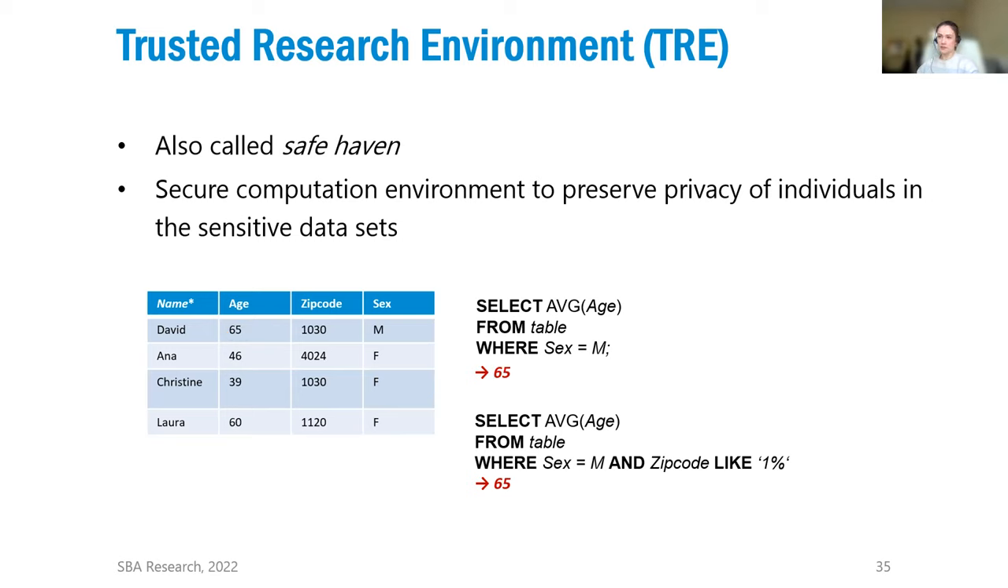Also, sometimes data simply can have properties that are unlucky, let's say, for individuals in the dataset, so that even with a simple query, we could still infer information about the individual. To solve this, trusted research environments generally allow users access to the data analysis, but keep data in some kind of secure storage that cannot be accessed directly.